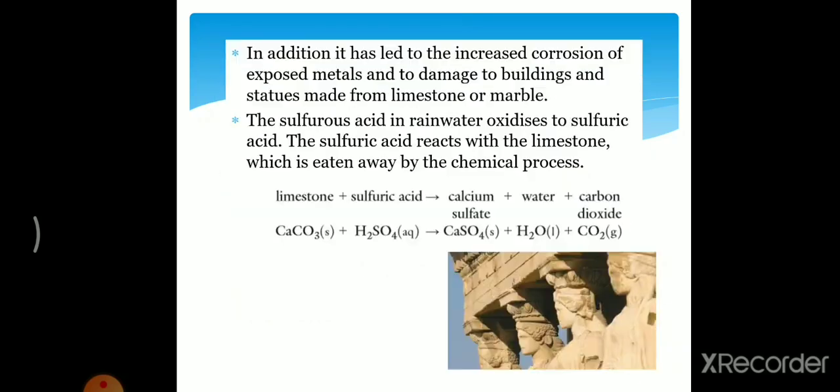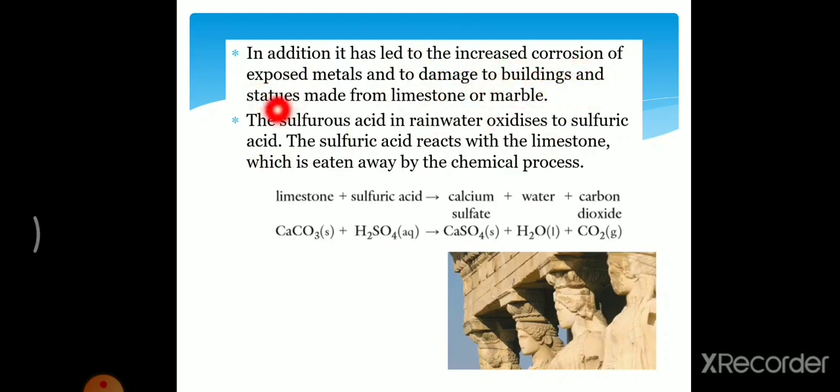One more point can be damage to the buildings made up of limestone or marble. If you write these 2 points, you will get 2 marks. Apart from that, you can write corrosion of the exposed metals. Suppose any bridge or tall building made of metal is exposed without any coating, obviously it undergoes corrosion because of acid rain.